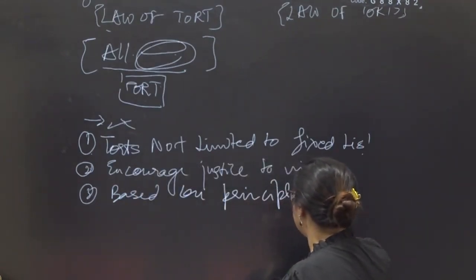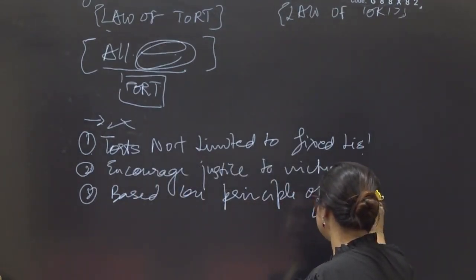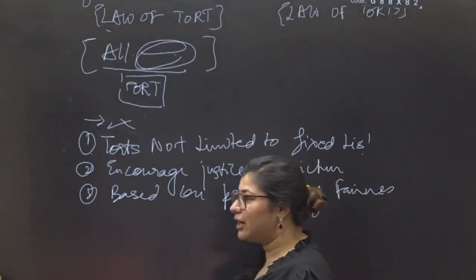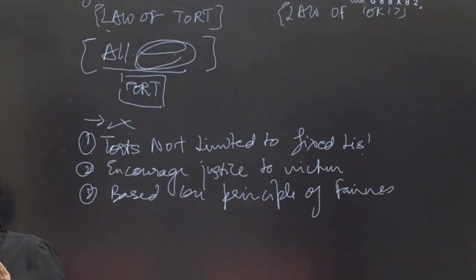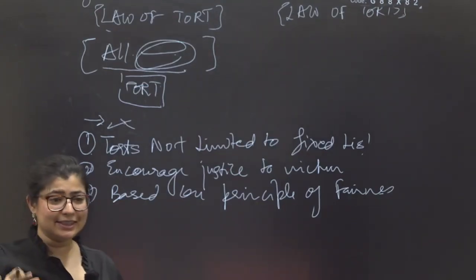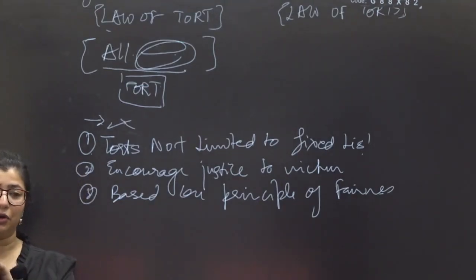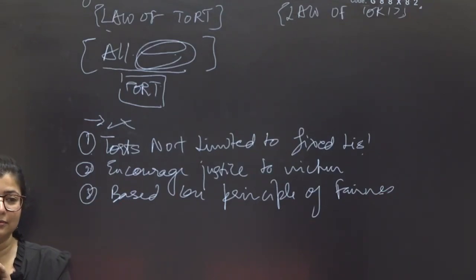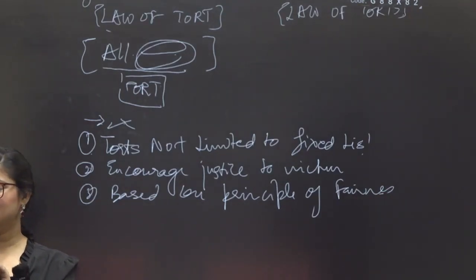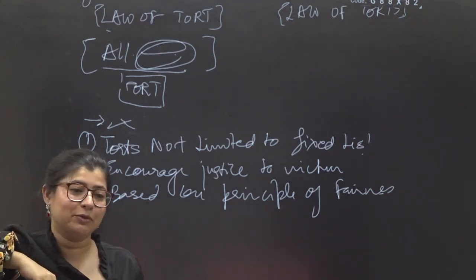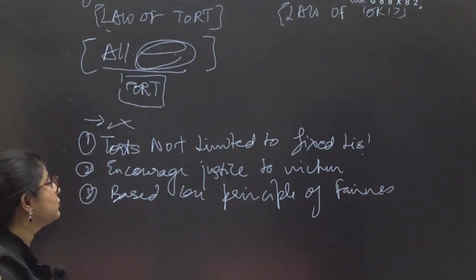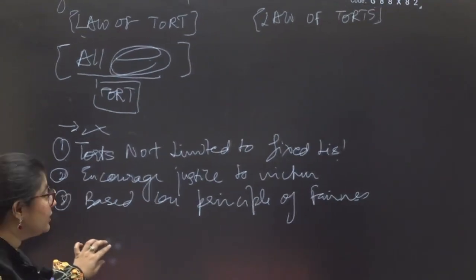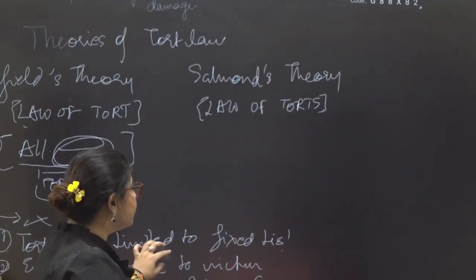Some wrong has been done to me, I will go to Winfield. Any wrong has been done to me, my feelings are hurt, anything that has not been categorized into a category of tort law, I will go to Winfield, sir, right? He says that any unjustifiable harm that comes to me, I will protect you under my theory. Okay, so this is your law of tort, this is Winfield's theory. We will discuss what Salmond says.